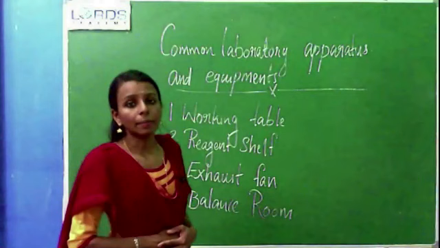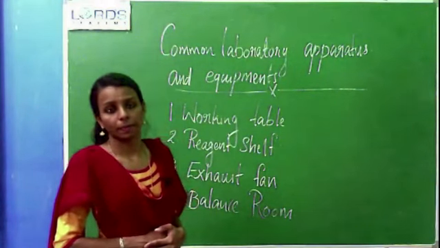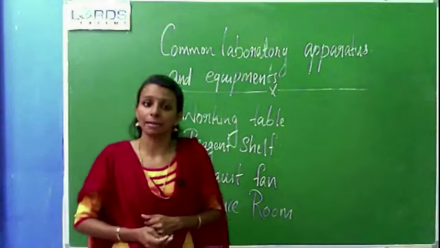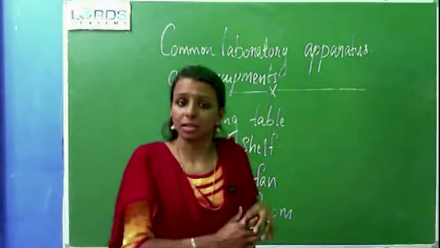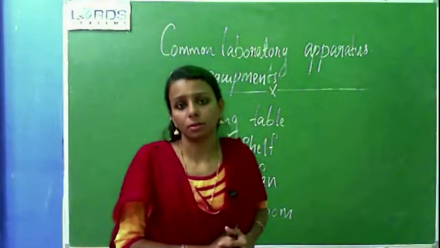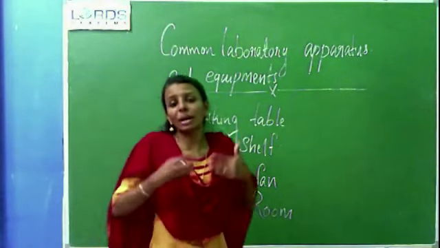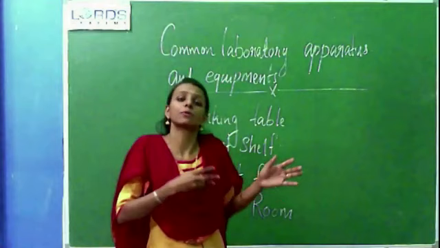Then the third one, the exhaust fan. What is the use of the exhaust fan? It will expel the poisonous gas. Those fans are fitted near the roof of the walls. This exhaust fan expels the poisonous gas, so one person can do experiments for a long time.